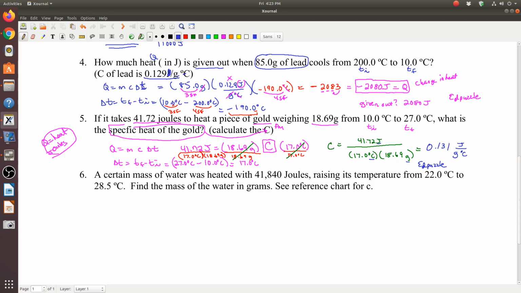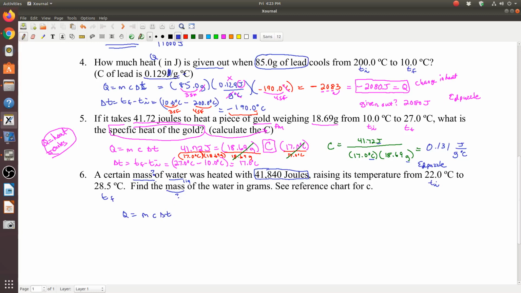Okay, a certain mass of water, so there's my question, was heated, and it's water, so we're going to talk about liquid water again, was heated with 41,840 joules, raising the temperature from the initial temperature of 22.0 degrees Celsius to the final temperature of 28.5 degrees Celsius. Find the mass. All right, Q equals mc delta T.